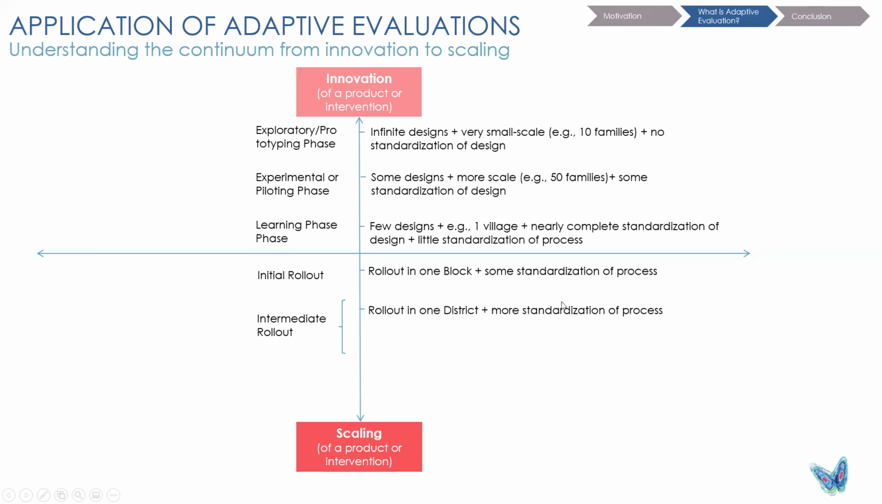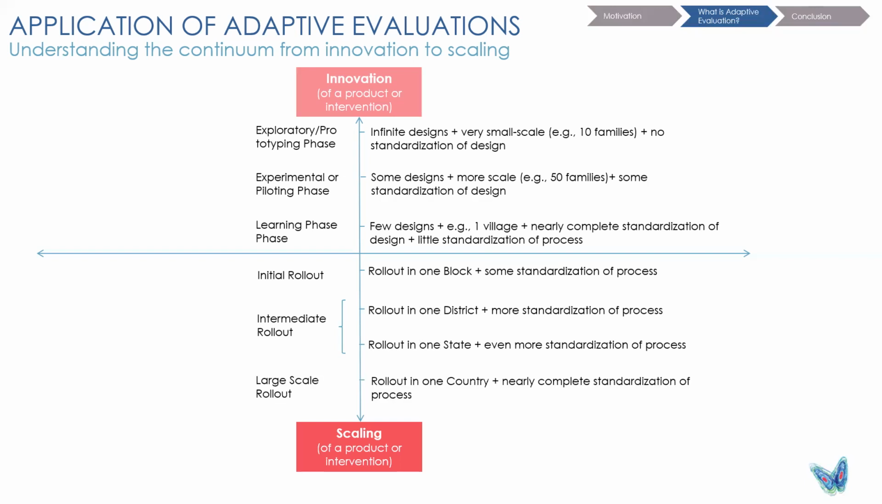And so for more standardization of process as you narrow down some of the process choices, right? And then from a rollout in a district, you can imagine rollout in one state with even more standardization. And finally, a large scale rollout. So rollout in the country. And at this point, you really have nearly complete standardization of process.